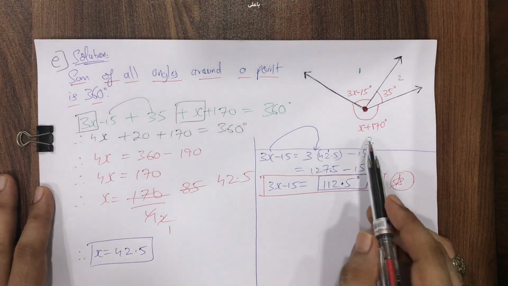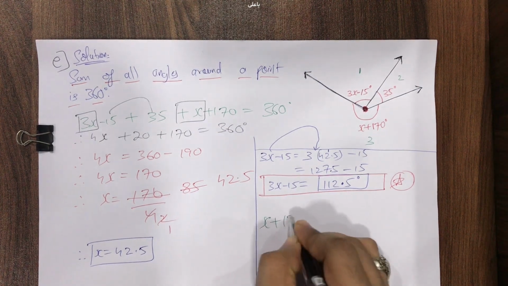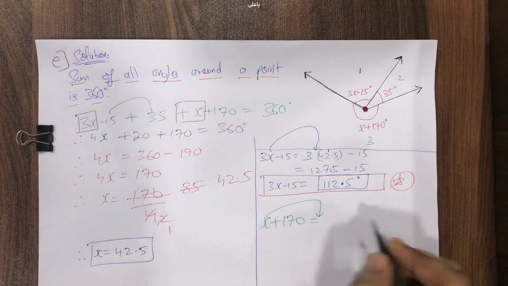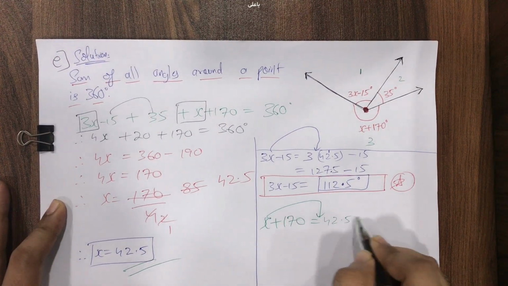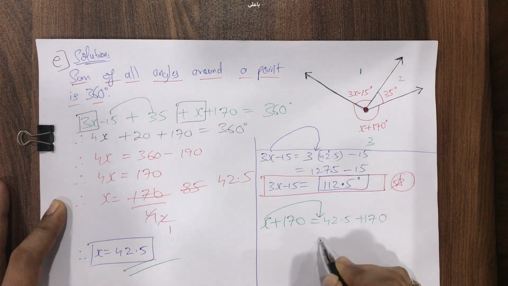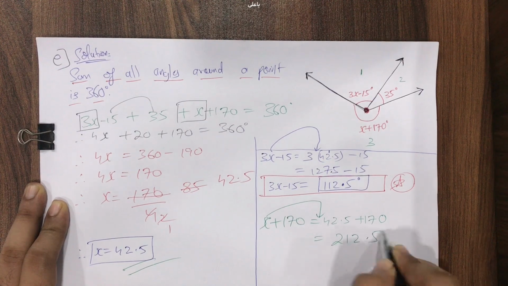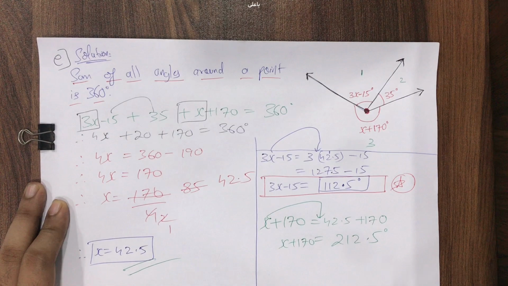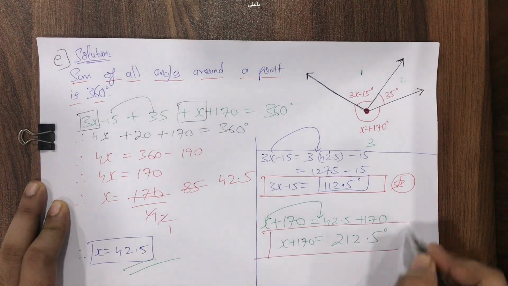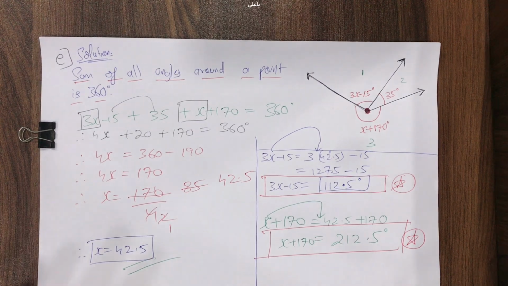Second unknown thing over here is x plus 170. It's very simple. Let's do it. X plus 170. At the place of x, what's the value of x? Value of x is 42.5. So it's 42.5 plus 170. Okay, 42.5 plus 170 comes to 212.5 degree. So value of x plus 170 is 212.5. Let me highlight it with a red color, please, all of you. Okay, so by this we complete our question.